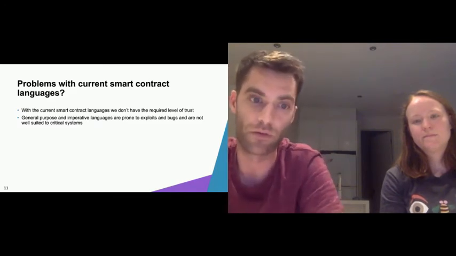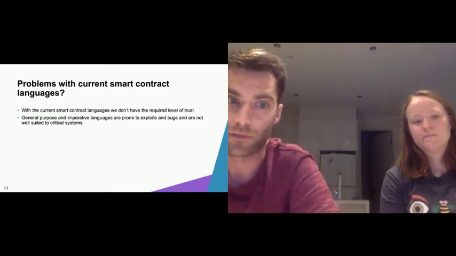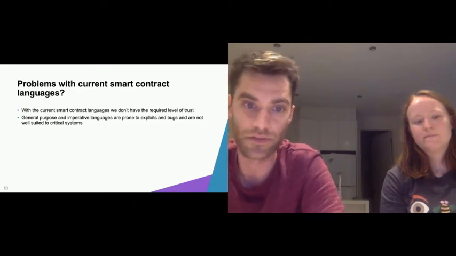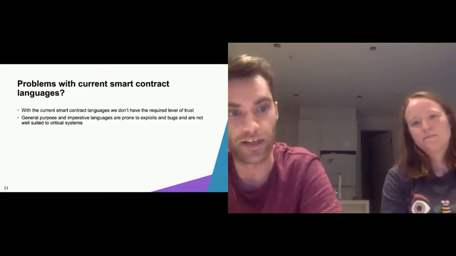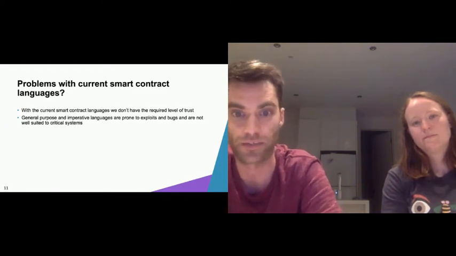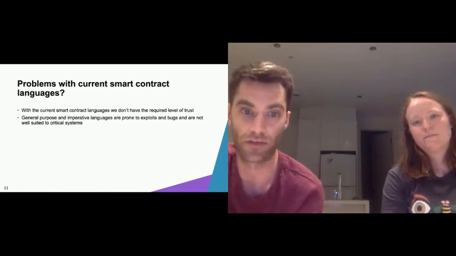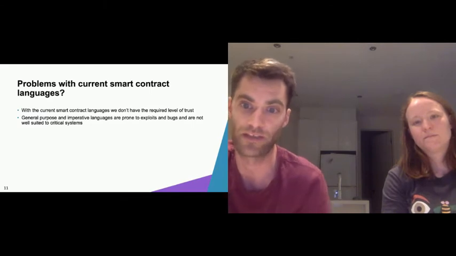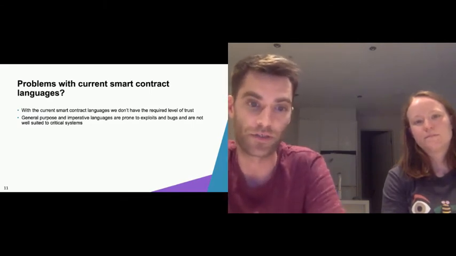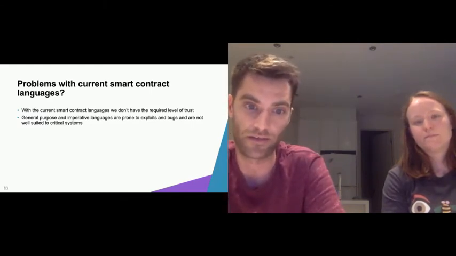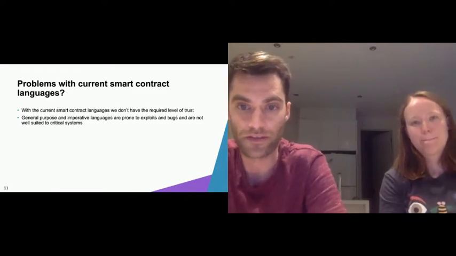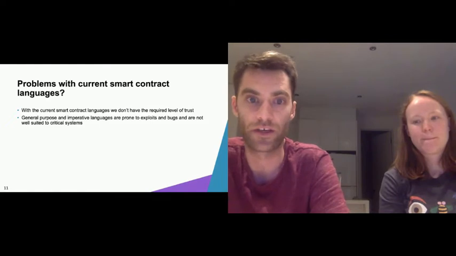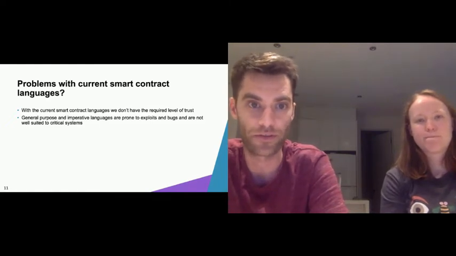But it's a general problem where critical code and critical systems shouldn't be relying on general purpose imperative languages. Like I said, at the bottom here, the cost of these bugs and exploits can be very high and not acceptable in many DLT use cases, and especially in enterprise use cases like the ones that Hyperledger Fabric caters for. So that's kind of our reasoning and justification for the problems of the current languages.